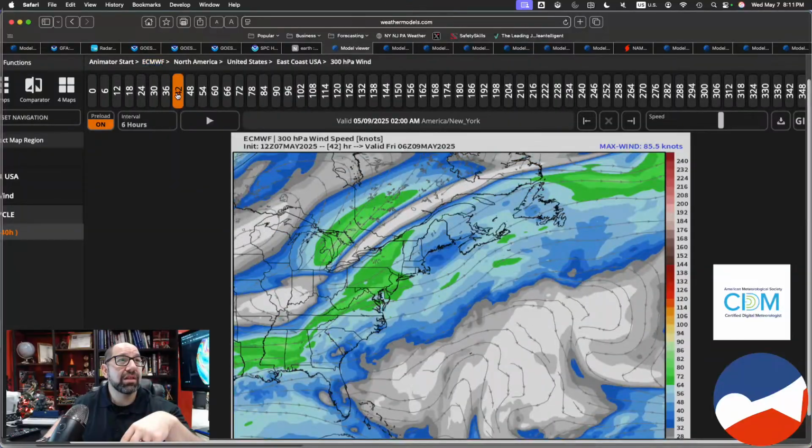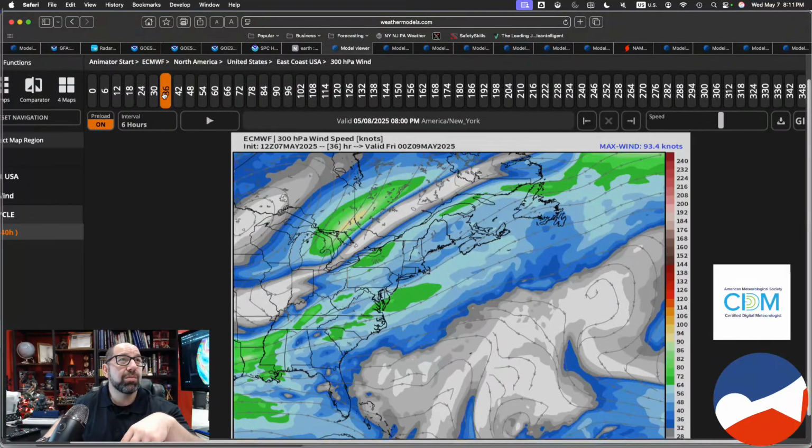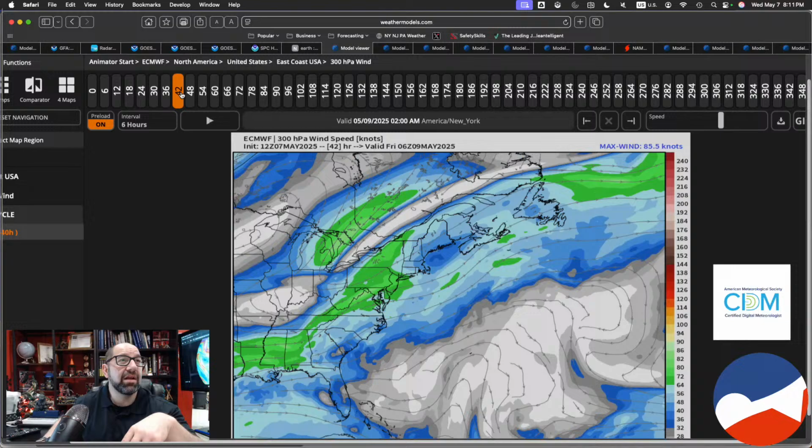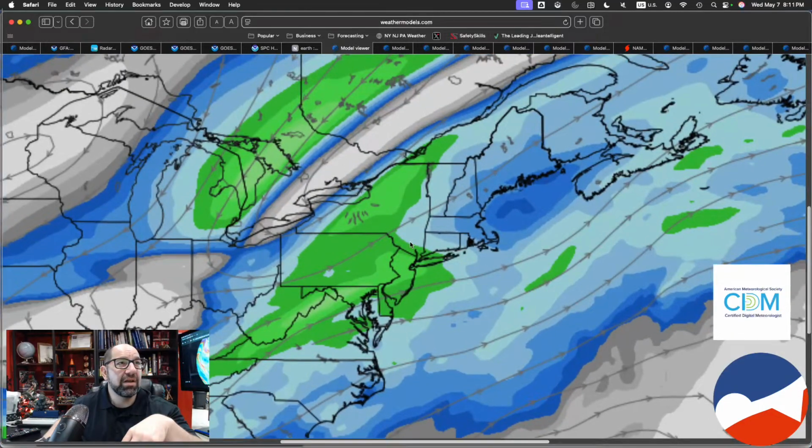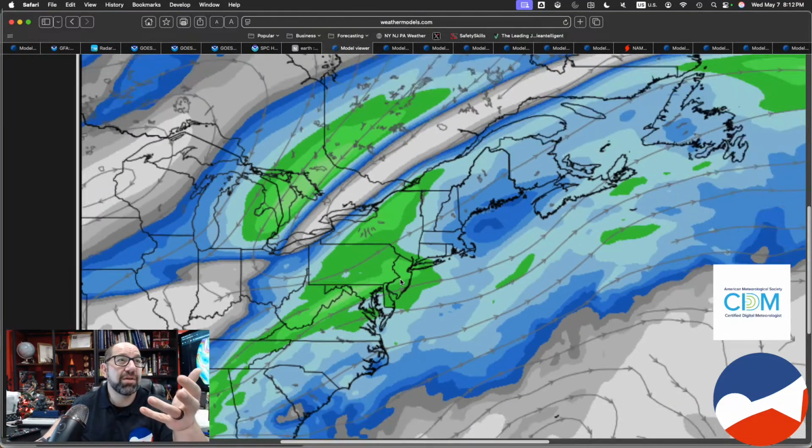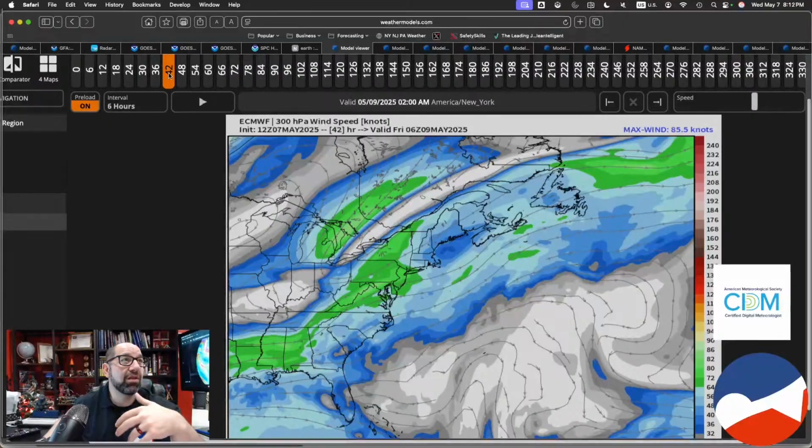So I took a look at the upper level winds for tomorrow evening into Friday. Notice how the winds are starting to intensify. Notice the spreading here. This is called diffluence. We're getting divergence and diffluence taking place with a very weak jet stream. This is, again, not a powerful storm, but this supports enough rising motion in the atmosphere to make for a rather wet end to the week.